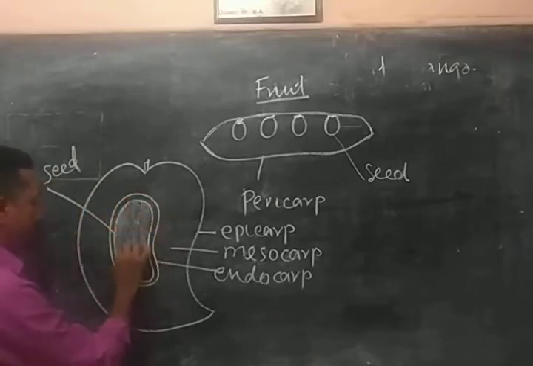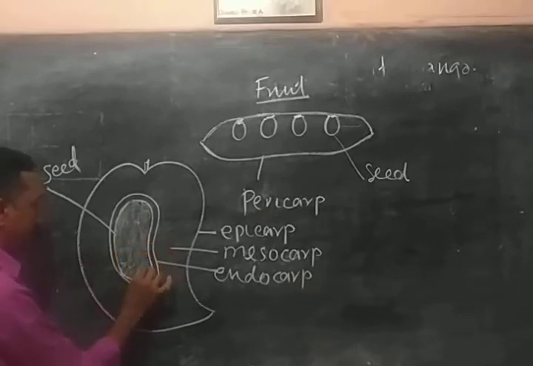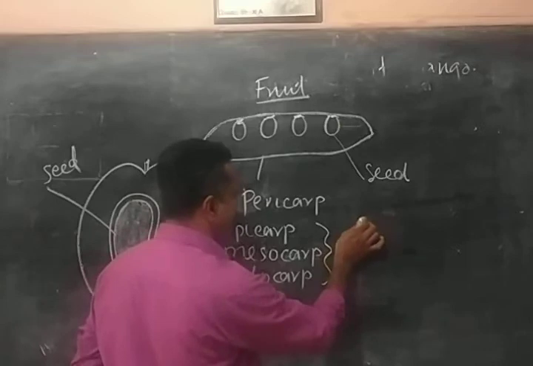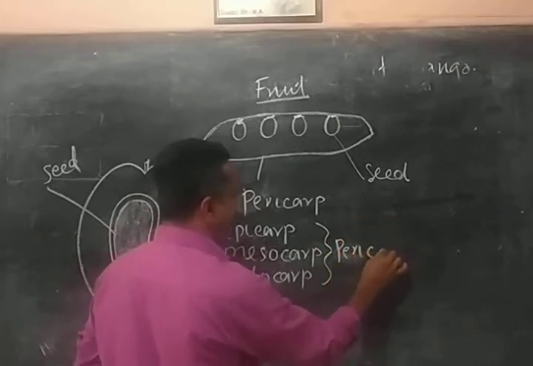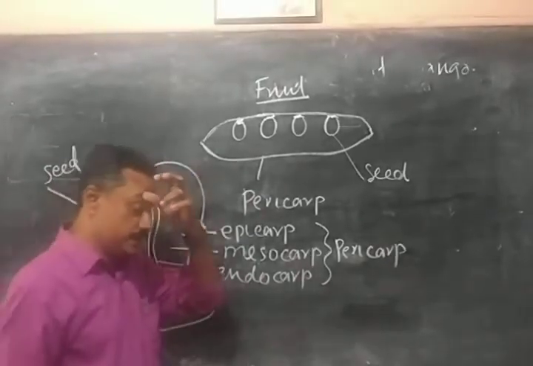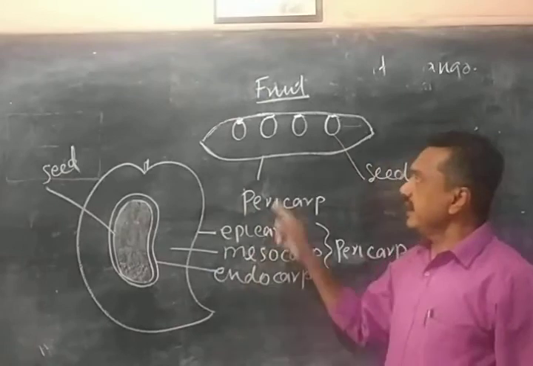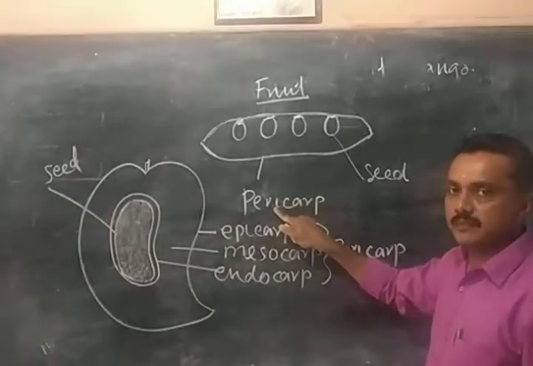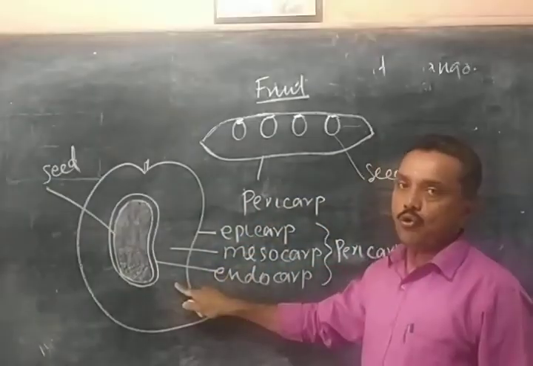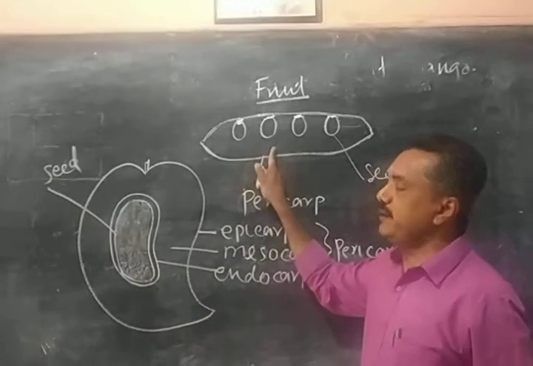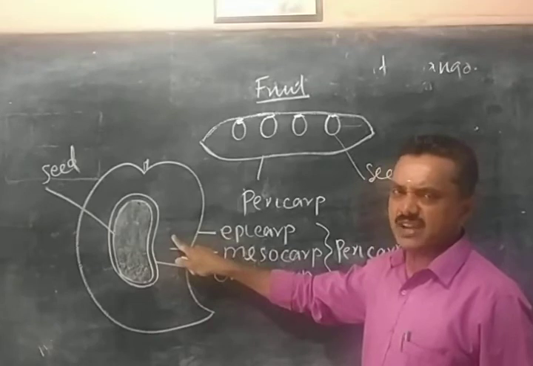The seed is protected by a covering. That covering of the seed is here the endocarp. These three layers together are called pericarp or fruit wall. See the difference: in beans-like fruit, a dry fruit, there is only one layer. But in plants like mango or tomato, fleshy fruits, fleshy parts are there.